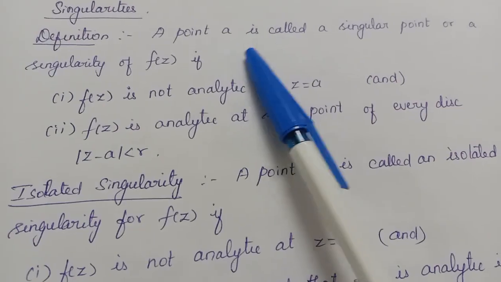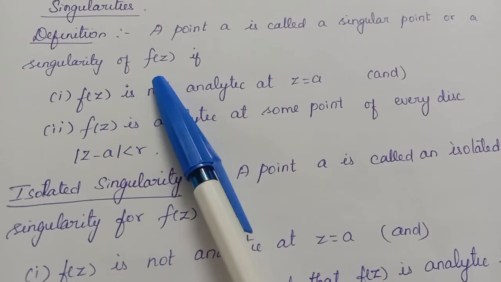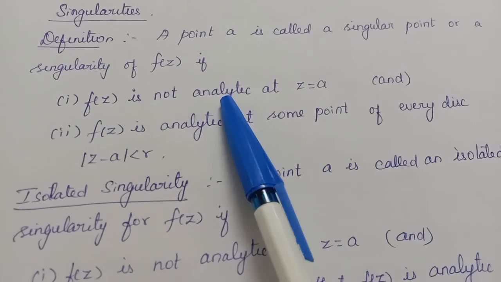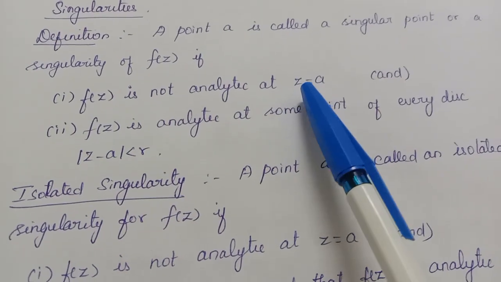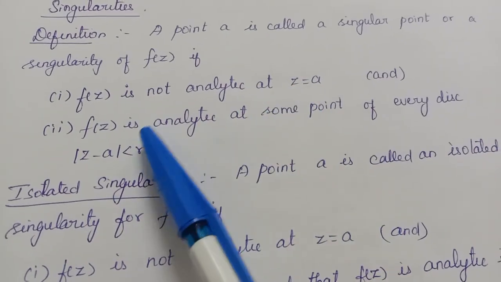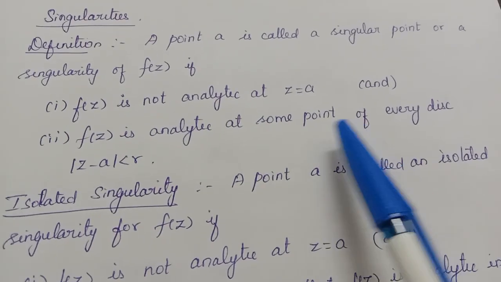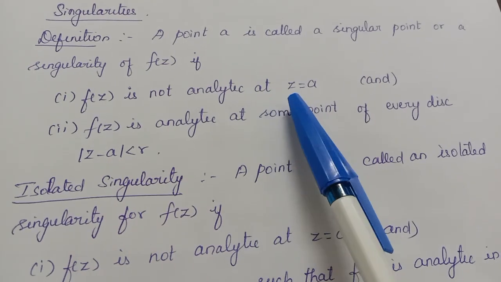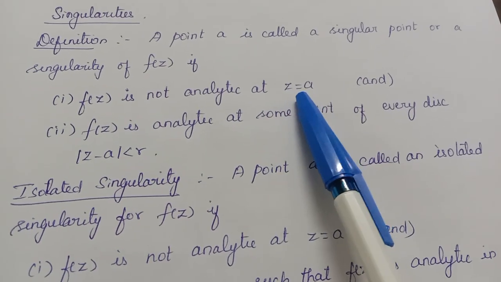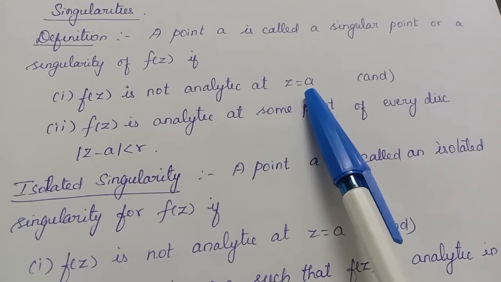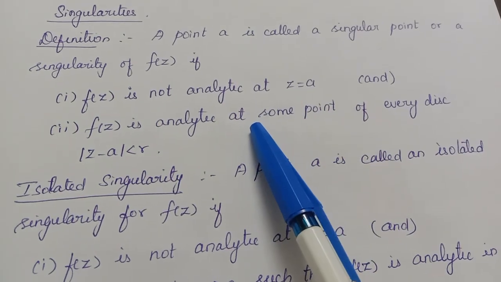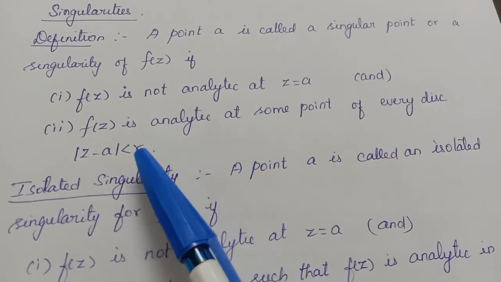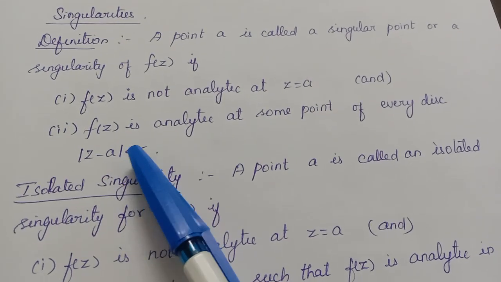A point A is called a singular point of f(z) if the first condition is f(z) is not analytic at that point, but it is analytic at some points of every neighborhood of A. That is the point where the function is not analytic is called a singular point. Along with that, what is the other condition we require? It should be analytic at some points of every neighborhood of A.